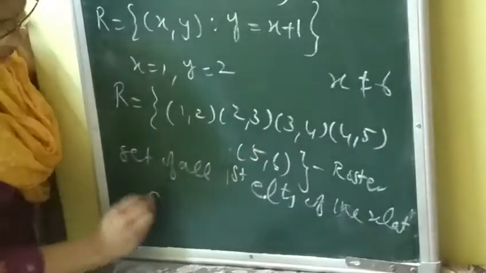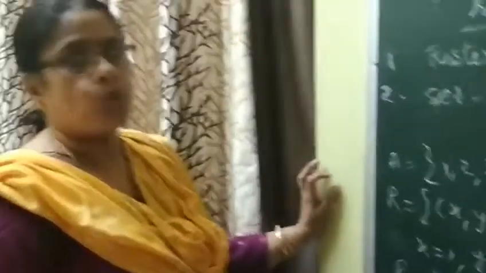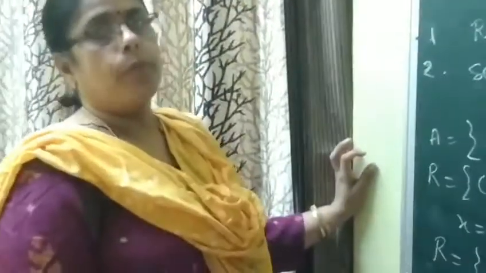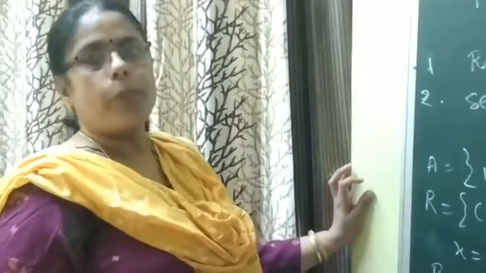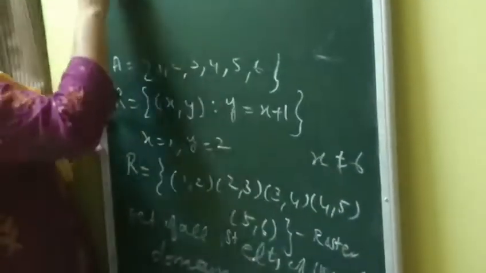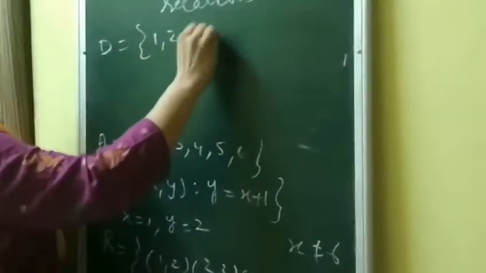Very important. This chapter is very important because you have to use it in class 12th, and every basic concept should be clear here only, because in class 12th you will not get sufficient time to go through the topics of class 11th. And the set of all first elements: what are the first elements? Here, 1, 2, 3, 4, 5. That means the domain is equal to the set {1, 2, 3, 4, 5}.